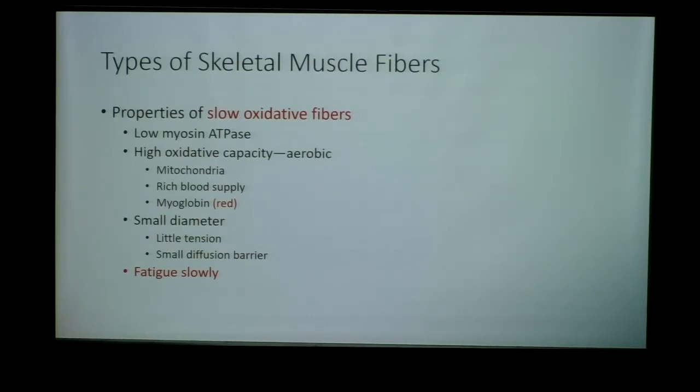We're also going to have less tension being produced simply because we have a smaller diameter. Now, why does a smaller diameter translate to less tension? This ties into something we talked about last time. Why does a smaller diameter mean less tension? What do we have less of? What's that main factor that determines how much force we generate?